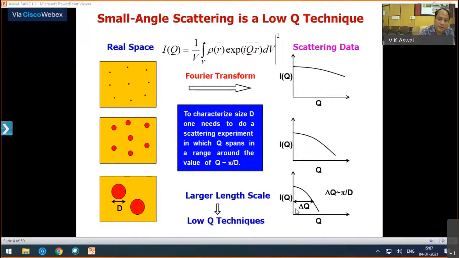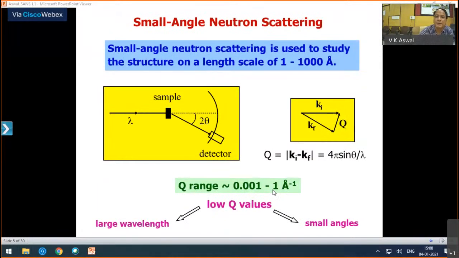So the technique to look at larger length scales is a low Q technique. How do you do it, and why do you call the technique small angle scattering? That is coming in the next slide. So small angle scattering is looking at larger length scales, 10 to 1000 angstrom. It has to be 1 to 100 nanometer. And this is the Q range needed to cover this kind of length scale.